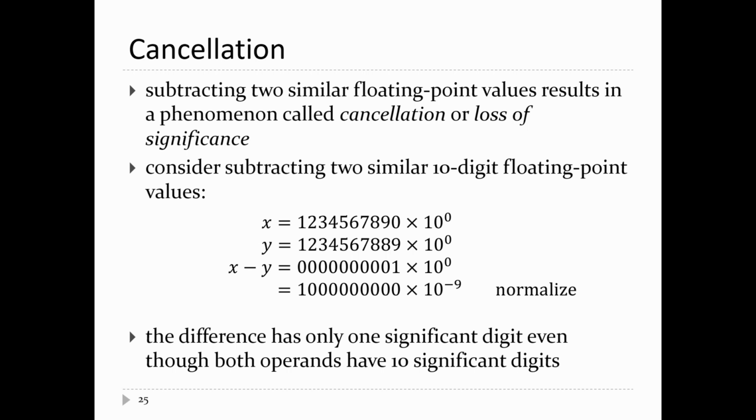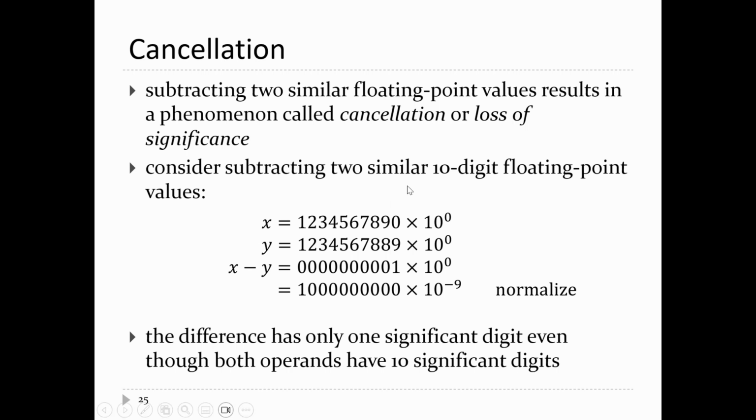Okay, subtraction in particular is strange when you are working with floating point values. When you subtract any two values, you end up with what's called cancellation, or loss of significance. Mathematically, if you subtract two values, you end up losing significant digits. Here's a 10-digit floating point number, here's another 10-digit floating point number. They only differ by one. So I take x minus y, and I end up with 1 times 10 to the 0. Notice there are 9 significant digits in x, 10 significant digits in y. The difference has only one significant digit.